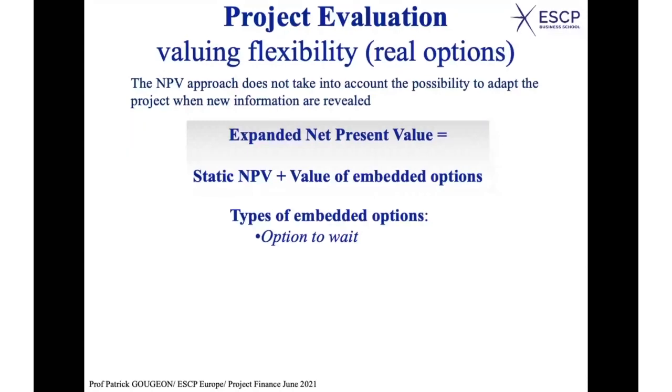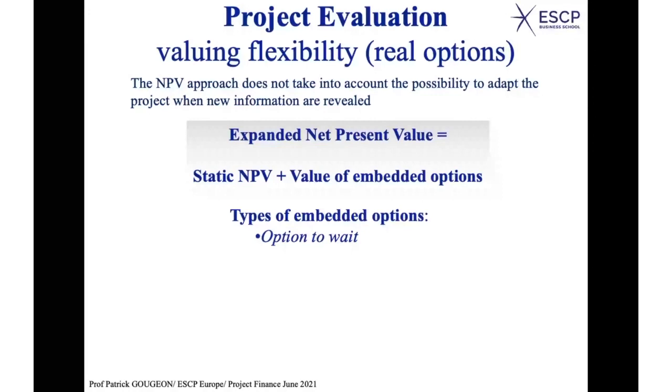So if a project provides you with the option to wait, for instance, to develop a project, you may need a piece of land. But you are not sure whether the project will be feasible or not. If you don't buy the land, you will not have the possibility to invest later on. So if you buy the piece of land, it gives you the option to wait, to see whether later on you will develop the project or not.